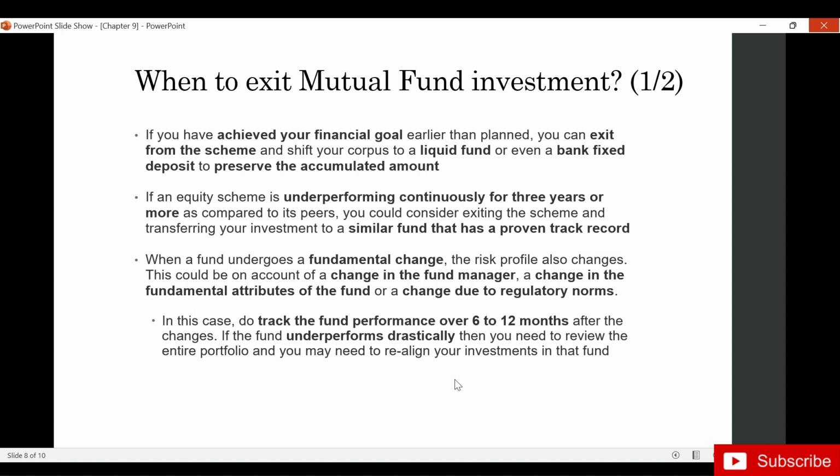The next case where an investor can consider exiting their mutual fund investment is when the fund undergoes a fundamental change. So, when can a fund undergo a fundamental change? This can be on account of a change in the fund manager, or a change in the fundamental attributes of the fund, or a change due to the regulatory norms. So, in this case, an investor should definitely track the fund performance over the next 6 to 12 months after the changes. And if the fund underperforms drastically, then they need to review the entire portfolio, and they may also want to shift their investments to a better fund.